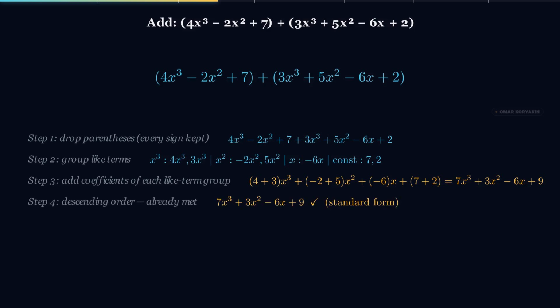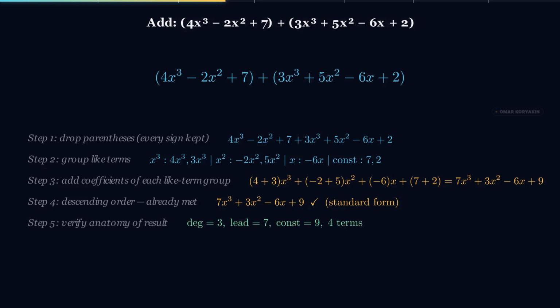Step 4. Write the result in standard form by descending exponent. The result is 7x cubed plus 3x squared minus 6x plus 9. Already in descending order from x cubed down to constant, standard form complete.